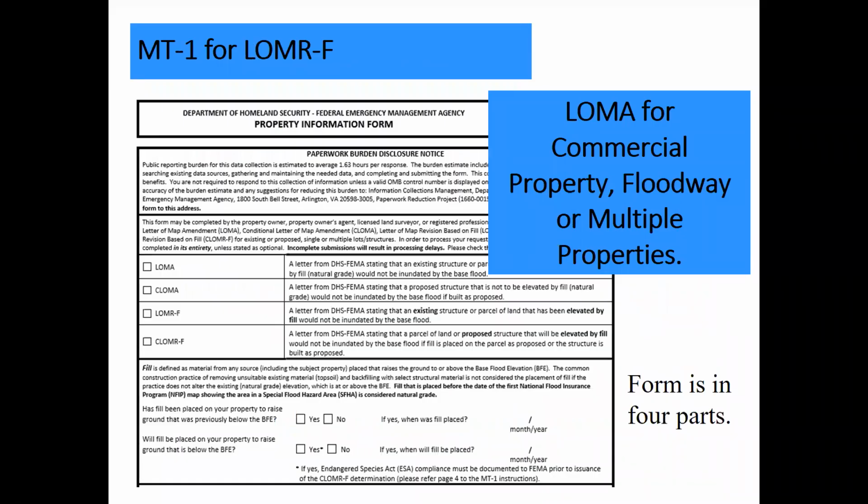Now, the Form MT1 is used for LOMAs when you have a commercial property or a property in a floodway, but Form MT1 is used all the time when you are doing a letter of map revision based on fill. I do know some surveyors that use Form MT1 for all of their LOMAs. They don't fool around with the MT-EZ. That way they never accidentally, by mistake, use the wrong form. And they've done it so many times, they're comfortable with it. And this is what the form looks like, Form MT1.